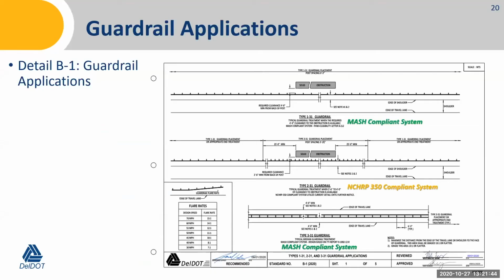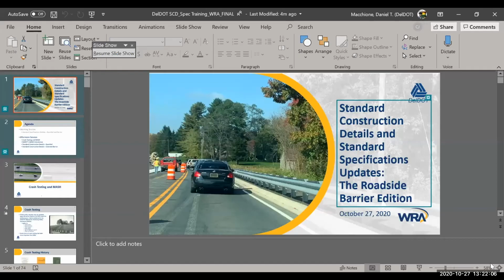Just some things to note on the detail sheets. Again, just for everybody's information, type 131 and 331 are MASH compliant systems, and the 231 is an NCHRP 350 compliant system. One thing we did do is, where appropriate, we actually referenced a particular FHWA eligibility letter for the MASH compliance, or if one did not exist.